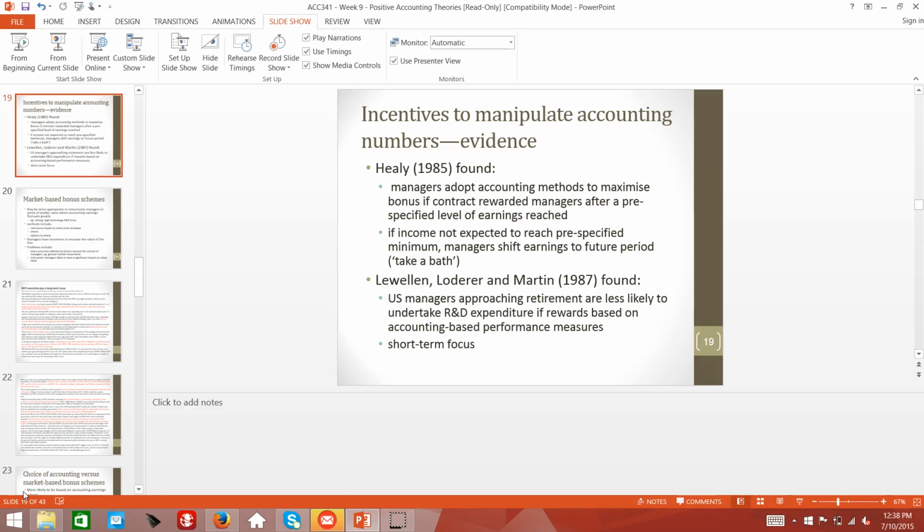Remember, the assumption on which these positive accounting theories are based is that each individual manager is acting in their own self-interest, not in the interests of the firm. It might be a little bit short-term in its thinking, and it might not hold true in every circumstance. A lot of people don't only think about themselves, and there may be managers that would make an alternative decision. But on the basis of this research prepared in 1987, it was found that managers approaching retirement are less likely to invest money in these sorts of things.